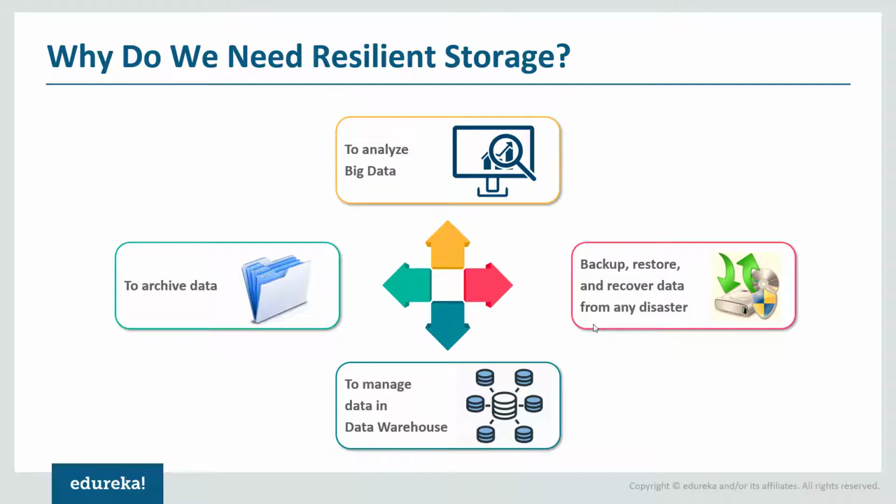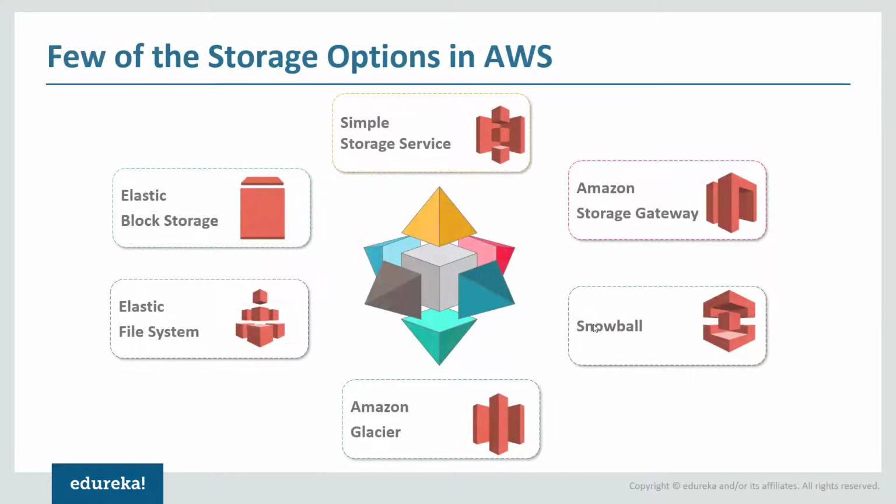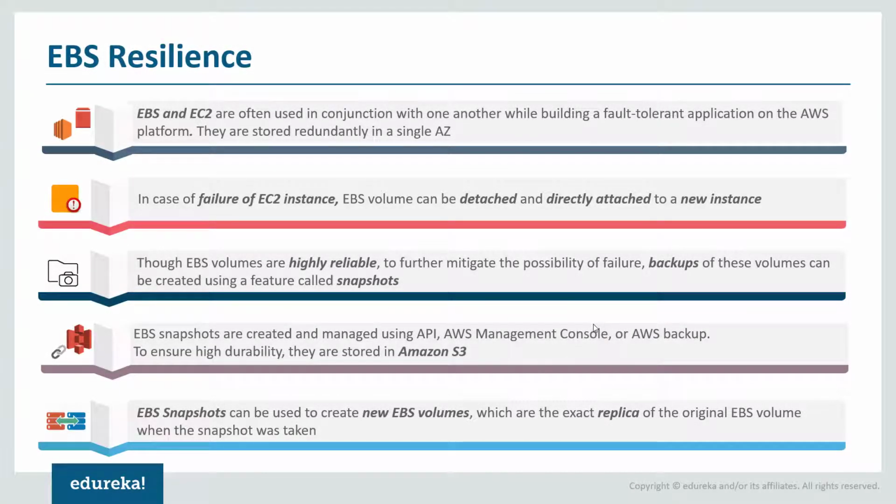Let us see those options that are available in AWS: Elastic Block Storage, Simple Storage Service, Amazon Storage Gateway, Snowball, Amazon Glacier, and Elastic File System. These are a few important storage services available in AWS, which can help you to build a resilient storage system. Let us talk about one important factor of EBS.